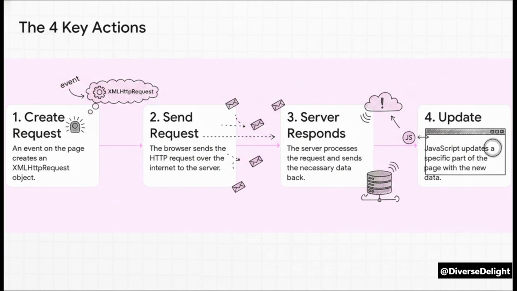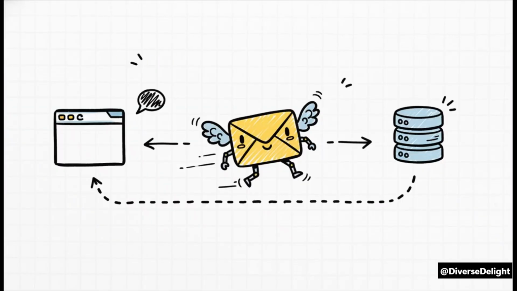We can break that whole flow down into 4 simple actions. First, an event on the page creates a special request. Second, that request gets sent out over the internet. Third, the server gets it, does its job, and sends a response back. And fourth, and this is the magic part, JavaScript uses that response to intelligently update the page without a full refresh.